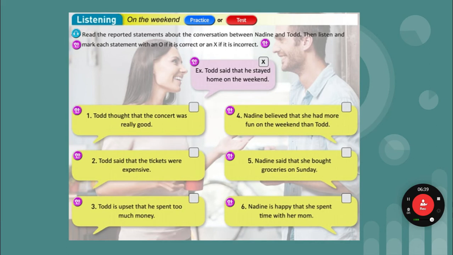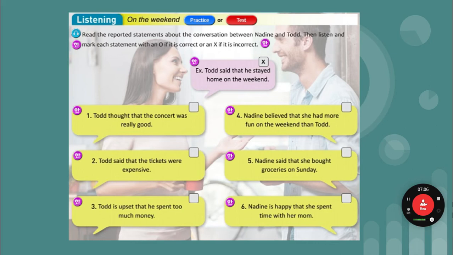Todd thought that the concert was really good. Todd said that the tickets were expensive. Todd is upset that he spent too much money. Nadine believed that she had more fun on the weekend than Todd. Nadine said that she bought groceries on Sunday. Nadine is happy that she spent time with her mom.